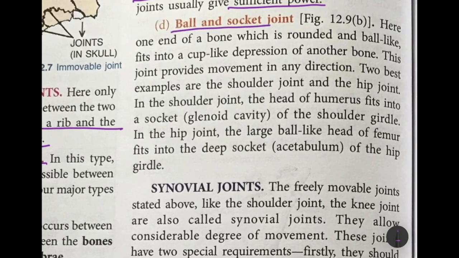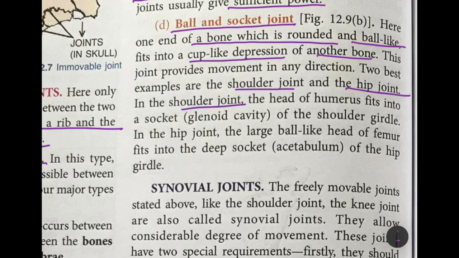Next we come to the ball and socket joint. Here you will see one end of a bone which is rounded and like a ball. It fits into a cup-like depression of another bone, and this joint provides movement in any direction. You can rotate your arms 360 degrees. Examples are the shoulder joint and the hip joint.